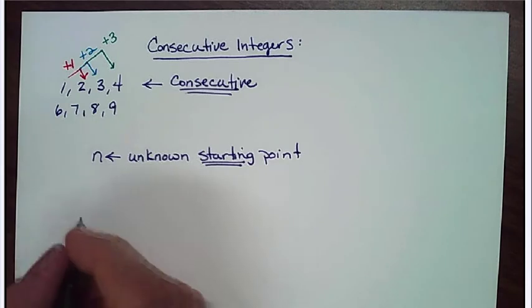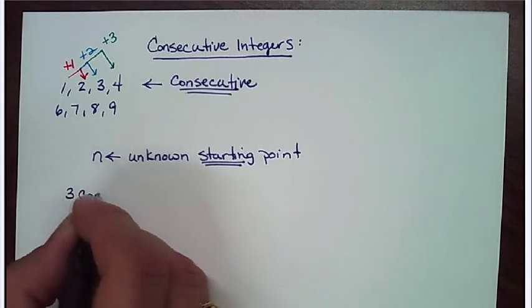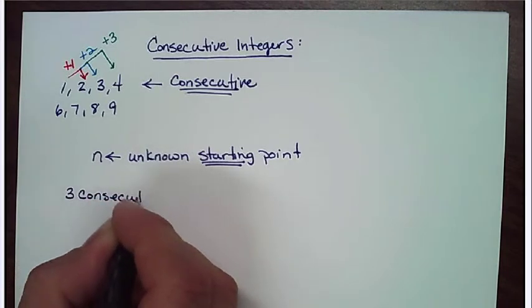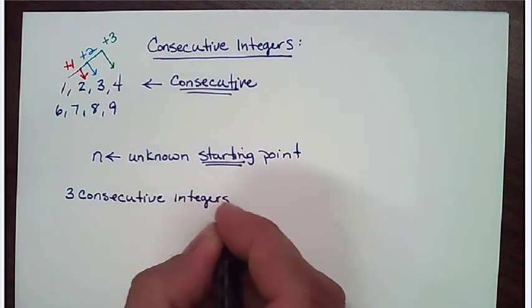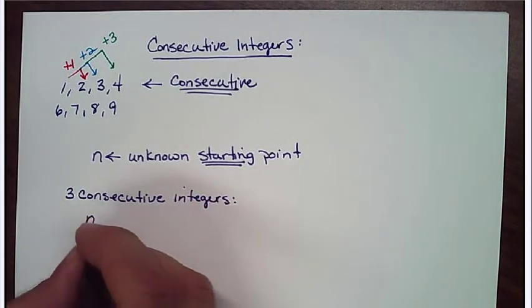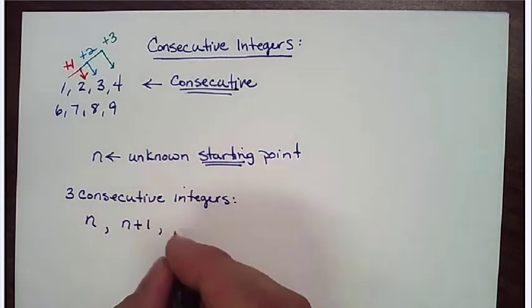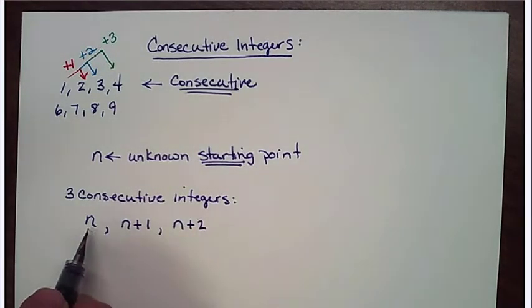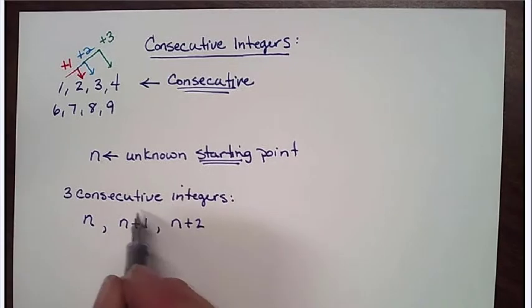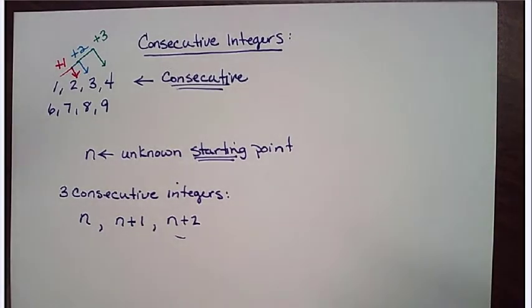For example, if I have 3 consecutive integers, then that would look like the first consecutive integer is n, the second would be n plus 1, the third would be n plus 2. Because if this were, say, 10, I'd have 10, 10 plus 1 is 11, 10 plus 2 is 12. So that's going to give me 10, 11, 12, consecutive integers. Okay?